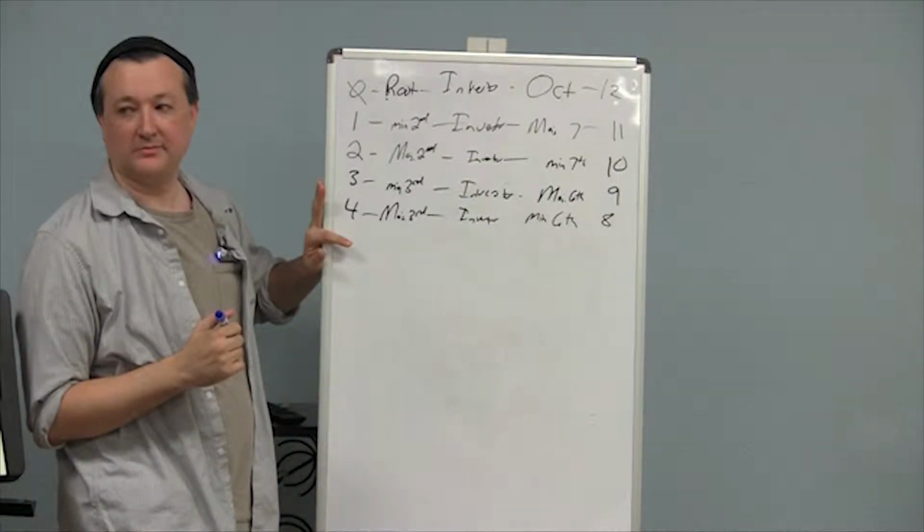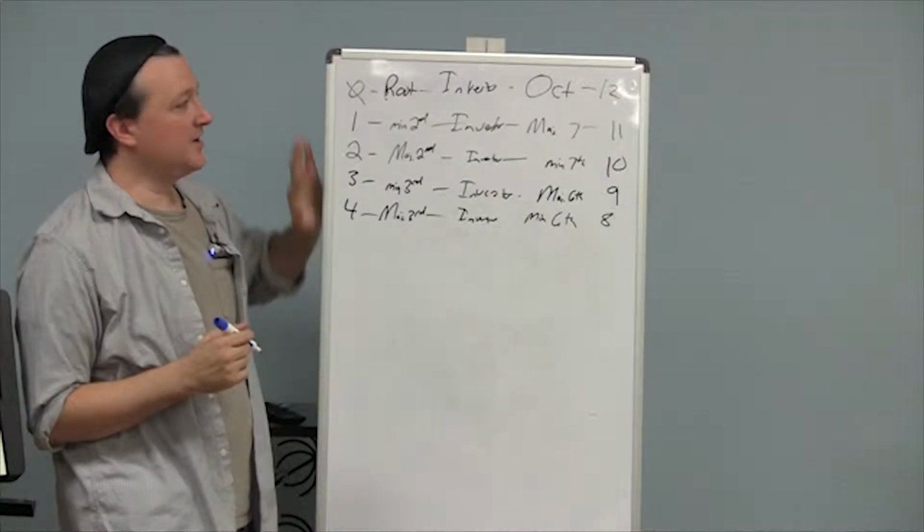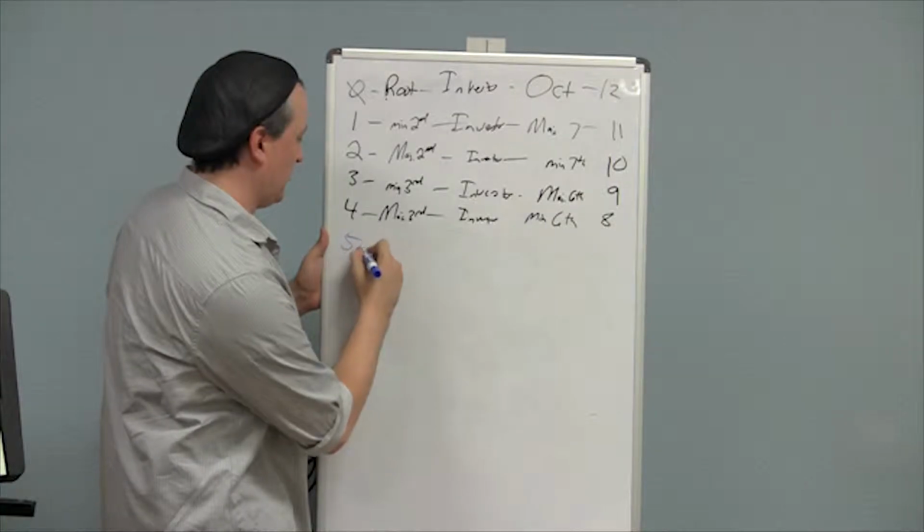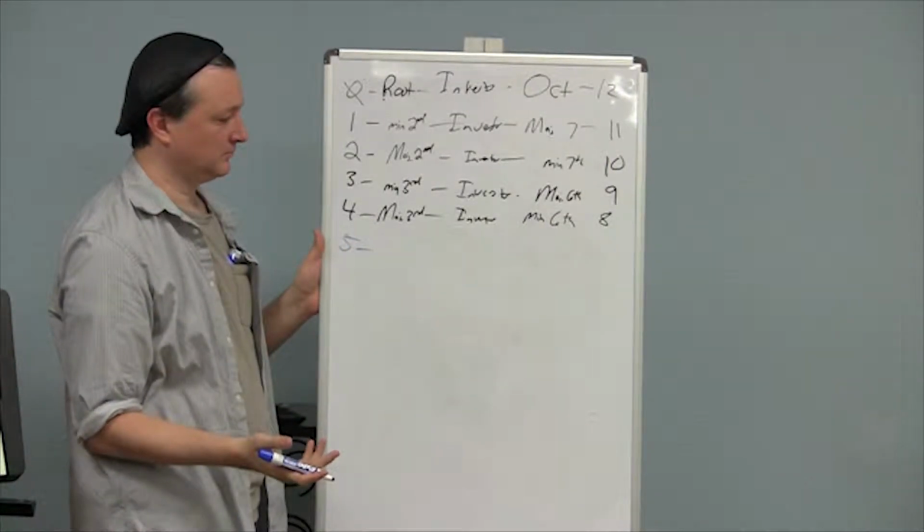What's our next one here? We've done 0 half steps through 4. What's the next one? 5. What do we call 5 half steps? Perfect fourth.